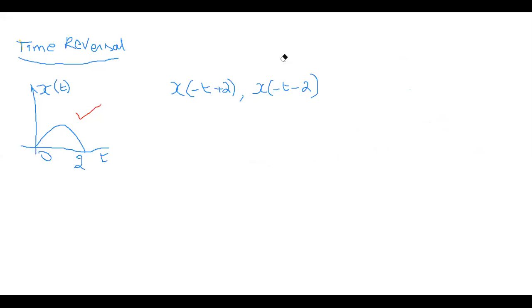Similarly, let us see the same case of the time reversal operation. The given signal is x of t. The information has been given to you. x of t is defined from 0 to 2, and the amplitude is also given. If you want, you can take the amplitude also. And you are asked to sketch x of minus t plus 2 and x of minus t minus 2.